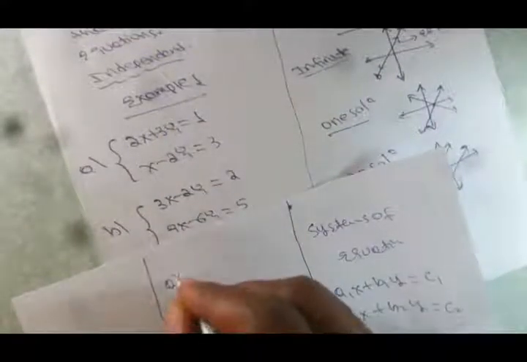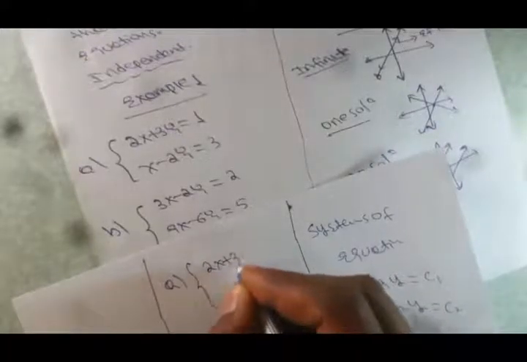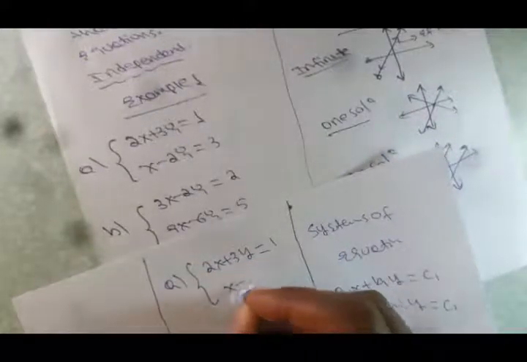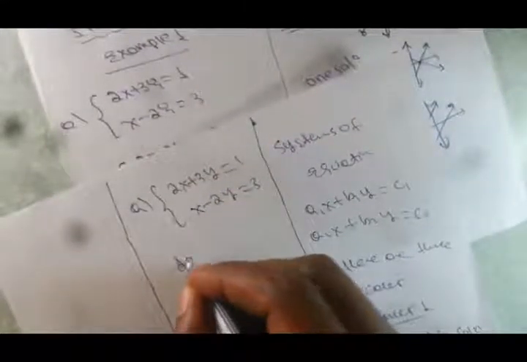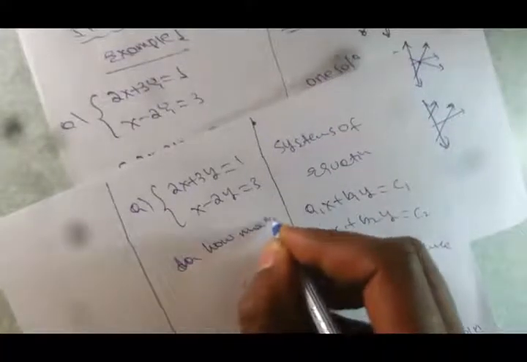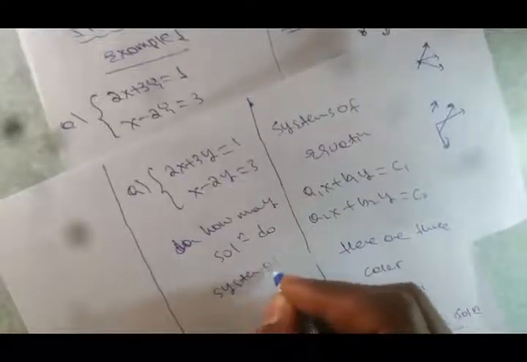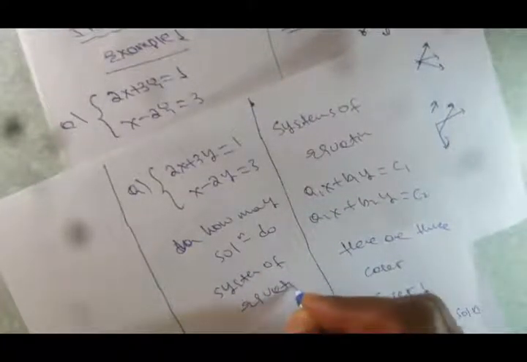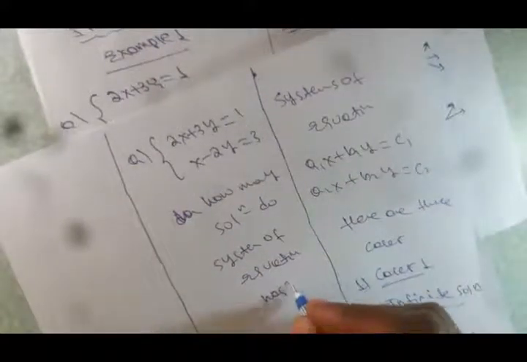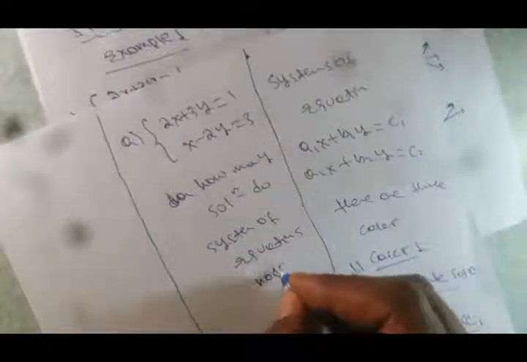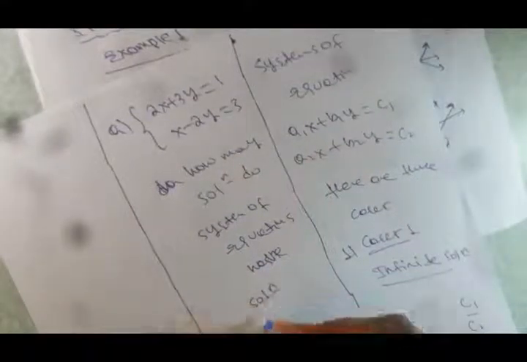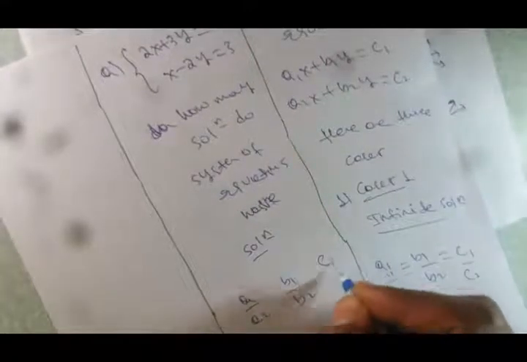So let's solve some examples. Example 1 is given 2x plus 3y equals 1, x minus 2y equals 3. How many solutions does this system of equations have? In order to know, we use a1 over a2, b1 over b2, c1 over c2.